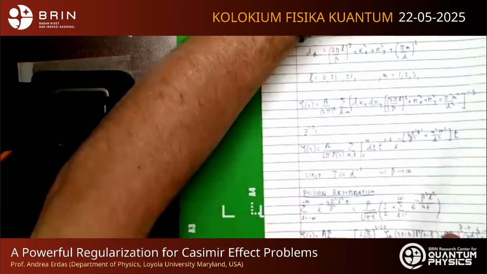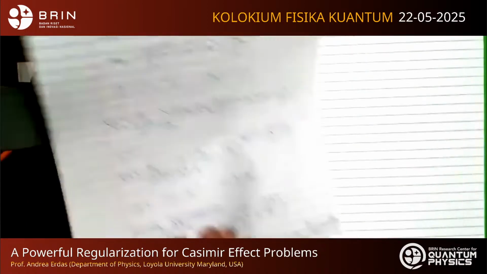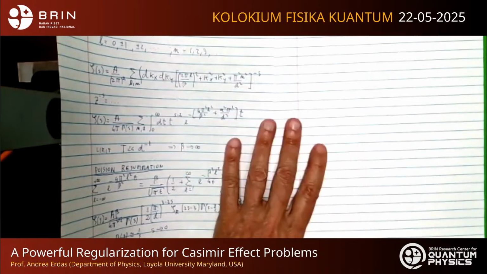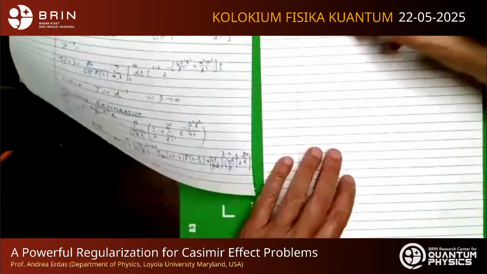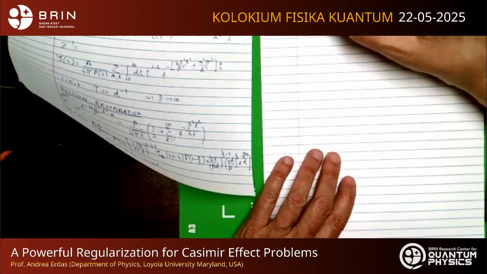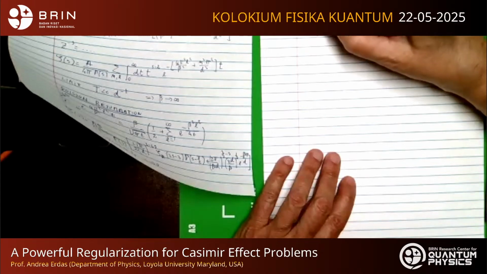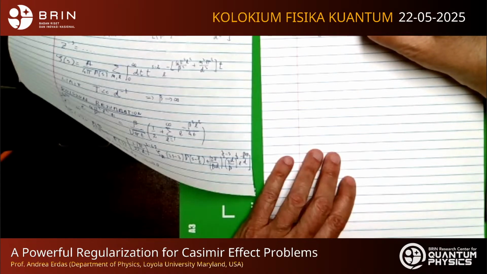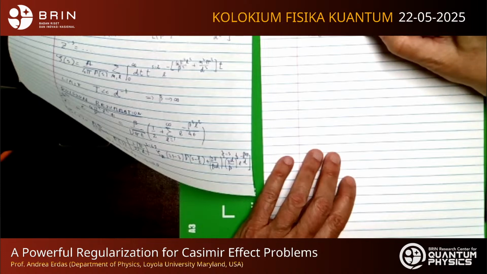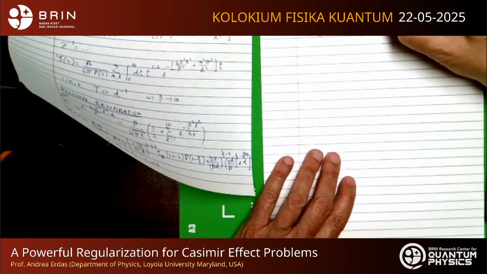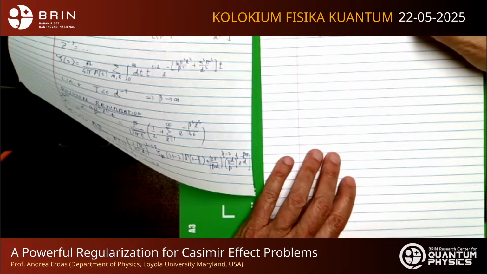And so, using that, I can easily calculate the derivative of this at s equals 0. And so my free energy is equal to the following: minus A pi squared over 1,440 D cubed minus A T, where capital T is the temperature, minus pi T over D.